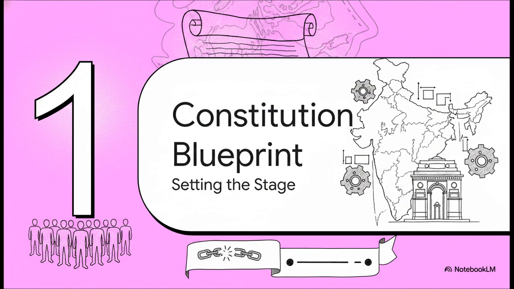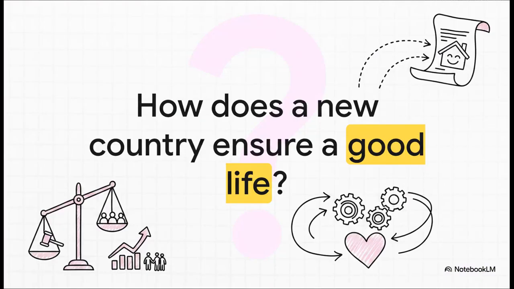Let's set the stage. Picture this. It's 1947. India just gained independence, and the framers are looking at this massive, incredibly diverse nation. And they're faced with this huge question: how does a brand new country guarantee its citizens a good life? I mean, they weren't just setting up a government, they were trying to build a completely new society from scratch, one that actually delivered social, economic, and political justice.